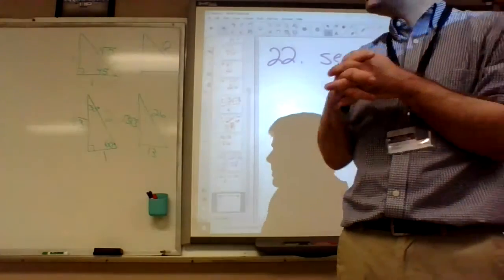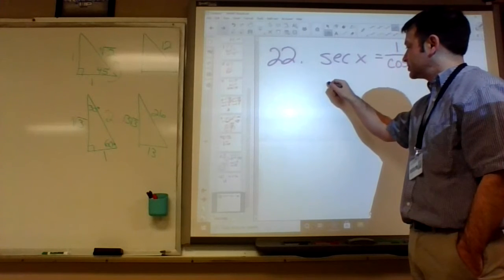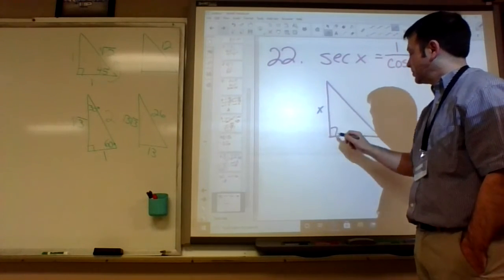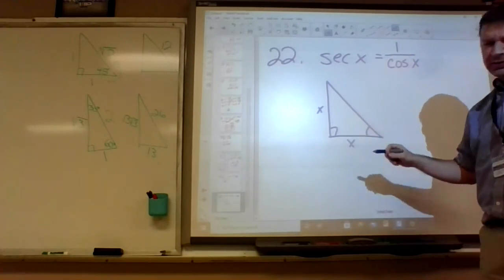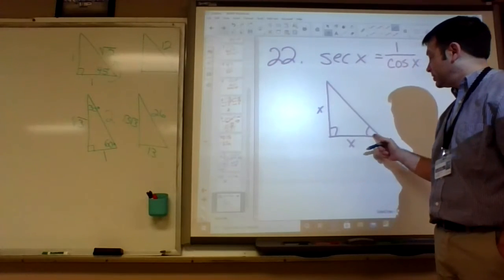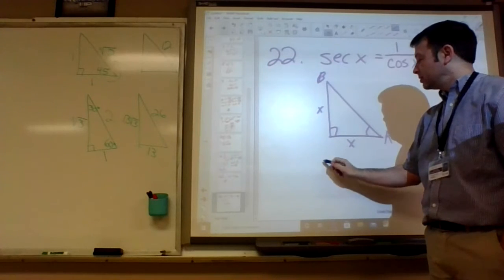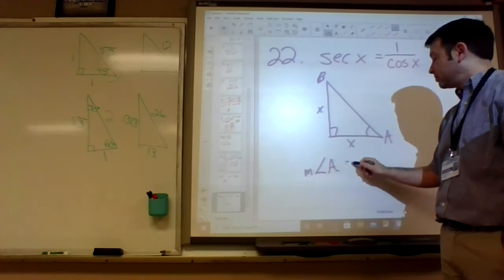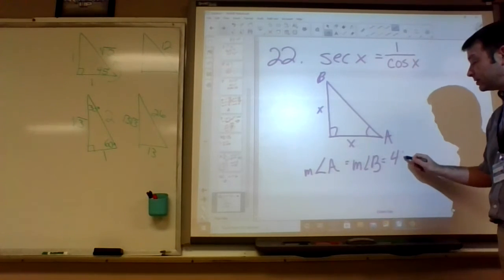Okay, it doesn't give us any numbers, which means our answers are going to be in terms of x. So, first off, we can say what these angles are. They call the angles A and B. So, what's angle A going to be? I'll call it A. 45. So I'm just going to put angle A measure equals angle B equals 45 degrees.